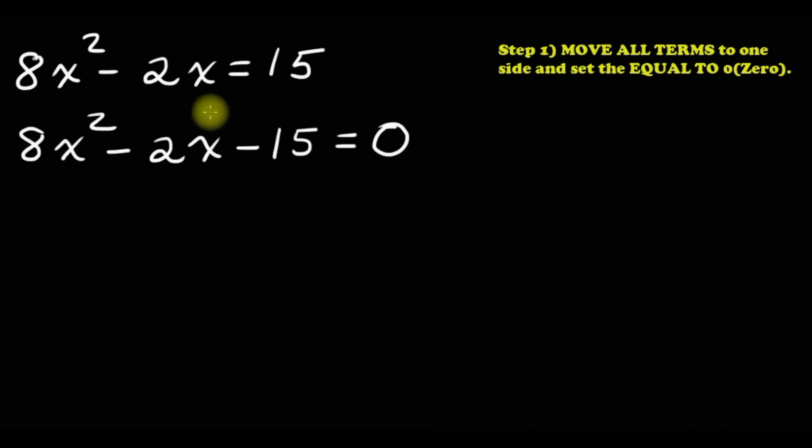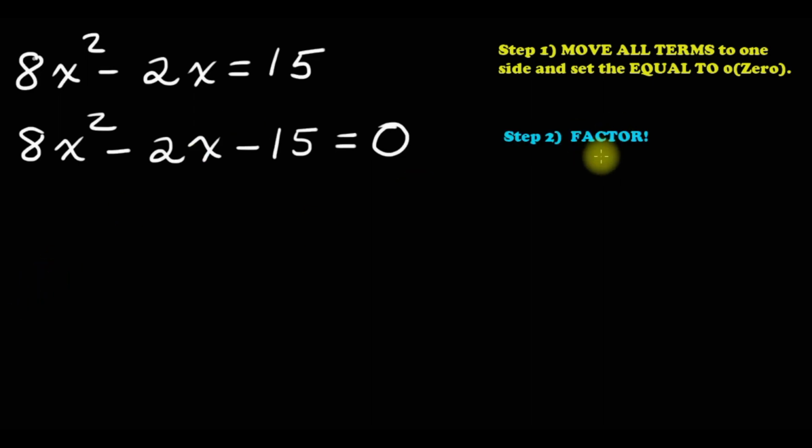Now, sometimes you're getting equations where you have equals 0 already. Okay, so if you have a case like that, you don't have to do step number 1. But if you don't, you've got to set it equal to 0. All right, let's bring in step 2.